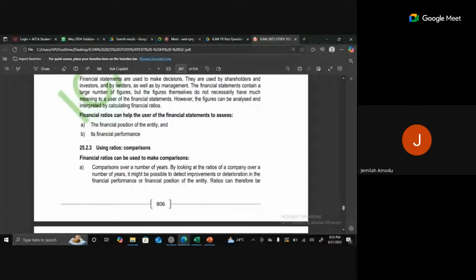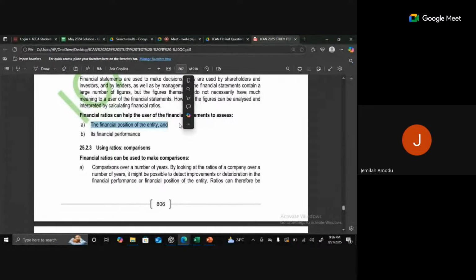So now the next thing is financial ratio can help. So we've actually talked about analysis. So the next thing is financial ratio is one of those tools that is used for financial statement analysis, right? And basically we're now looking at what those ratios can help the users to achieve. The very first thing here is help them to know the financial position of the entity, right?